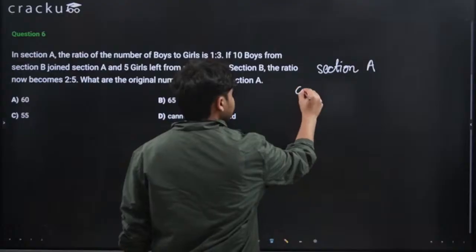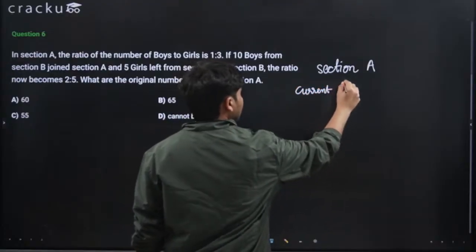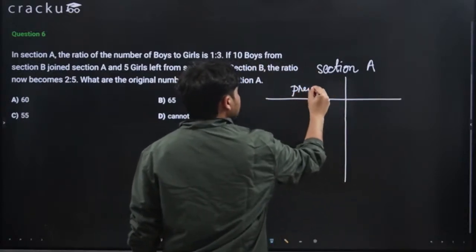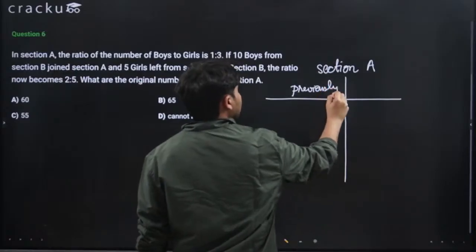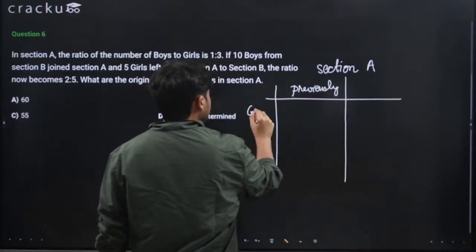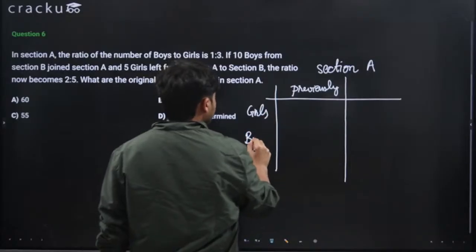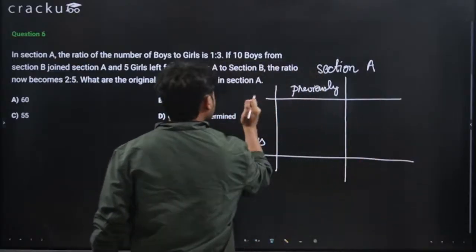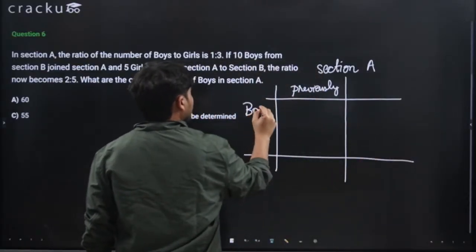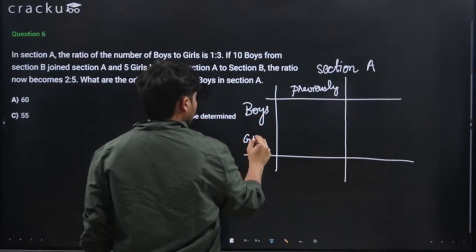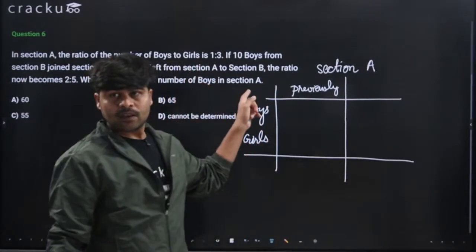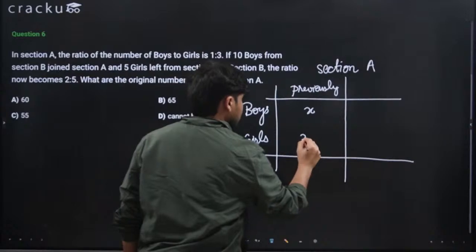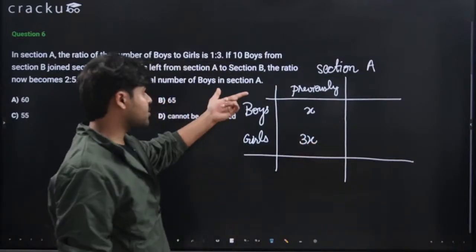So currently, instead of writing current, I should write previously because it has already happened, right? So previously what happened was the number of girls were there and some number of boys were there. And the ratio of boys to girls is 1:3. So instead of writing girls to boys, I should write boys to girls. This ratio is 1:3. What does this mean? This means that previously there were X boys and 3X girls in the section A.